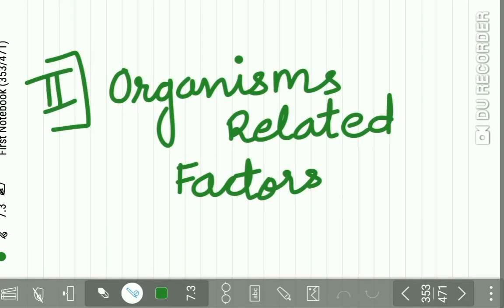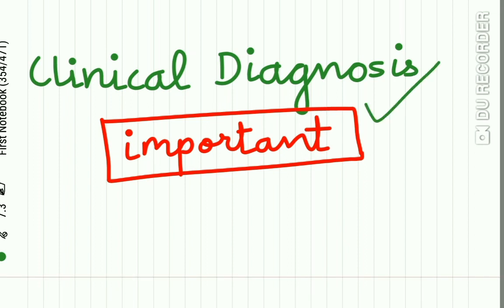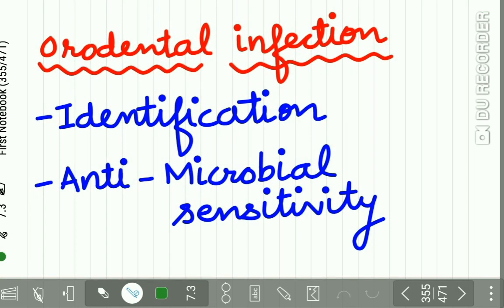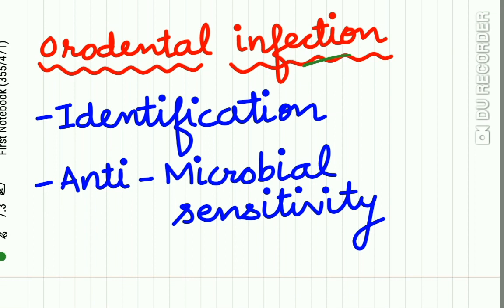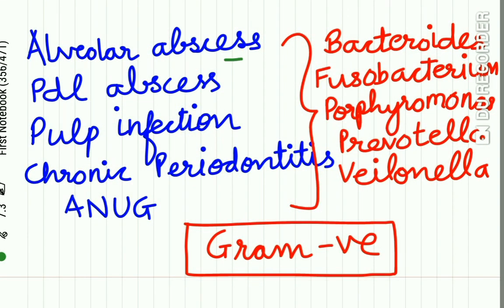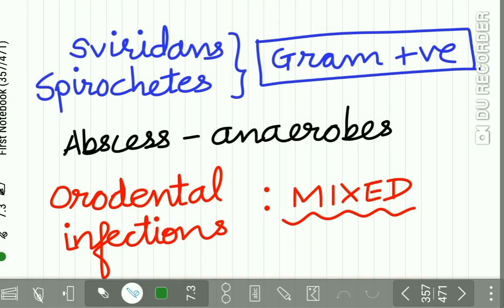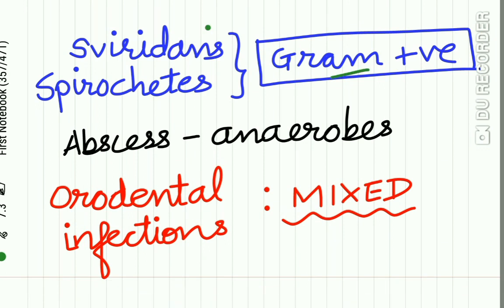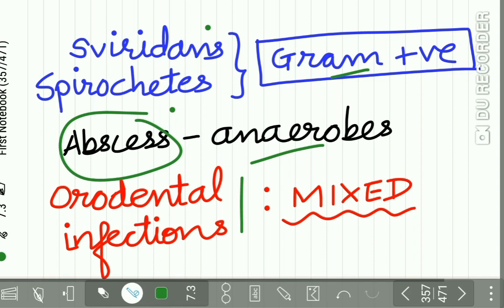Now, the second are the organism-related factors. Clinical diagnosis is very important before deciding which antimicrobial agent should be used. For any orodental infection, first the identification of the microorganism and the antimicrobial sensitivity should be determined, but this is a slow process. Mostly alveolar abscesses, periodontal abscesses, pulp infection, chronic periodontitis and ANUG are caused by Bacteroides, Fusobacterium, Porphyromonas, Prevotella, Veillonella, which are mostly gram-negative. Few gram-positive organisms are also involved, like Streptococcus viridans and spirochetes. Abscesses are mostly formed by anaerobes, so orodental infections are considered to be mixed infections.